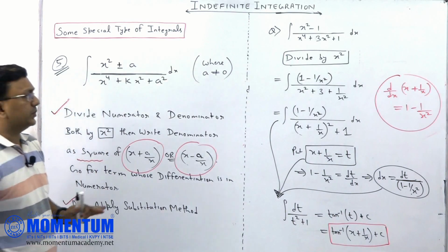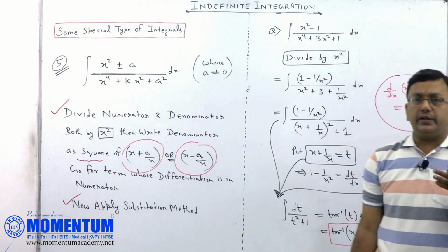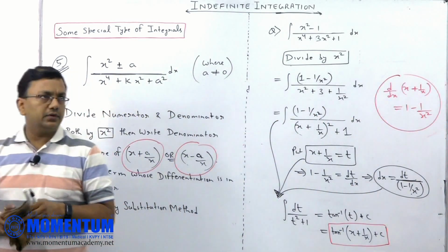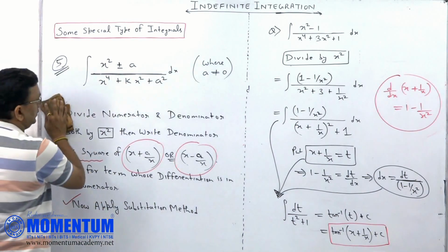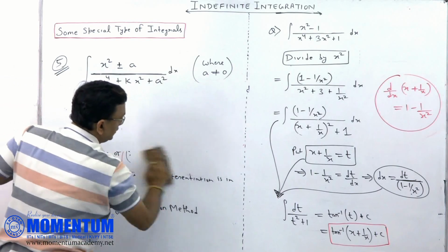सो वी आर टॉकिंग अबाउट स्पेशल इंटीग्रल नंबर 5 जिसकी पहचान है न्यूमरेटर में पावर 2, डिनोमिनेटर में पावर 4 का होना। ओके. One more problem I am taking on this pattern.